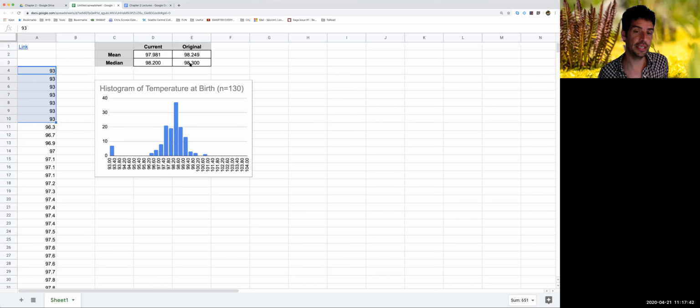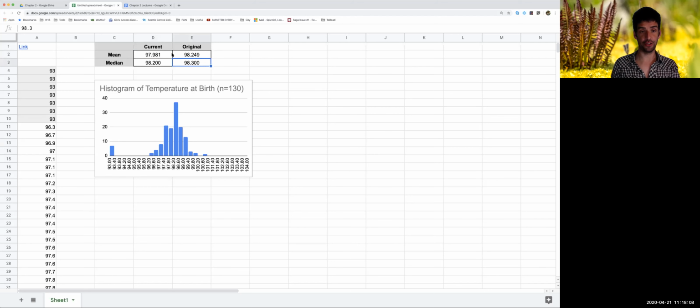The median went from 98.3, the original number, to 98.2. So it lowered by a tenth. This did have an effect on the median. However, it's not nearly as much as on the mean. It lowered by 0.1. Our mean has lowered by a little less than 0.3, okay? So more than twice as much change on the mean than the median.